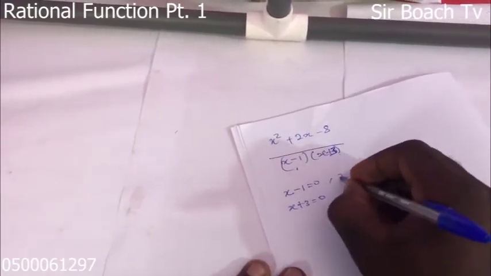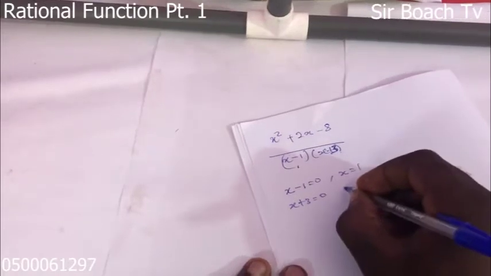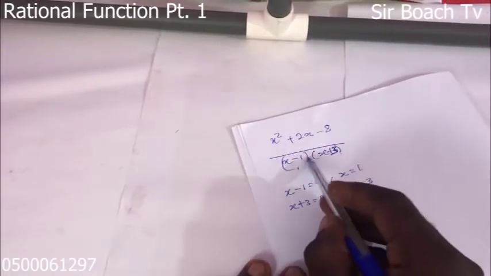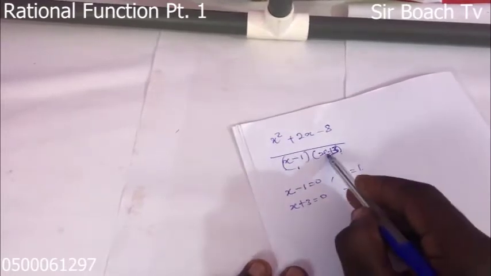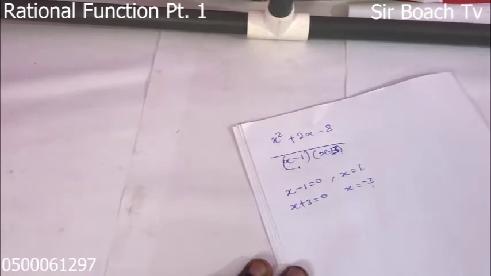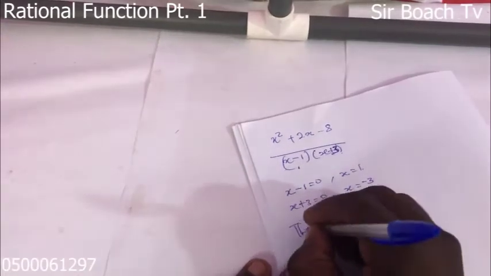Then this one will give me x equal to 1, and this will also give me x equal to negative 3. Now, if I put 1 over here, this side will be 0. If I put this one also to be here, this one will be 0. And that makes this equation undefined. Are we good?